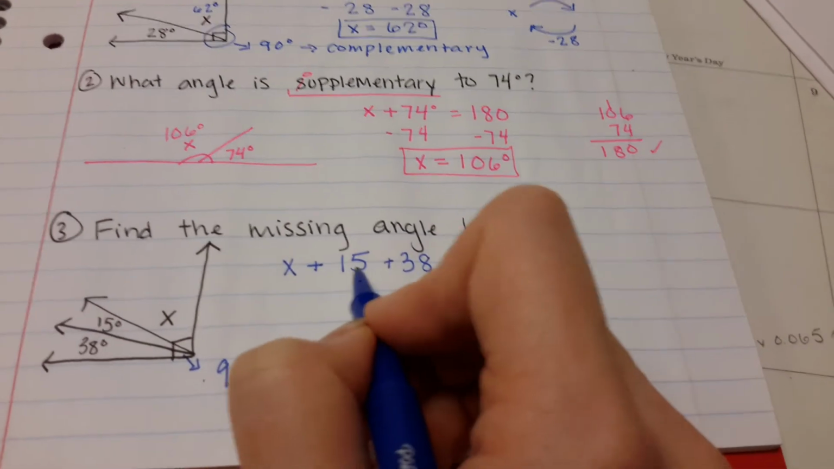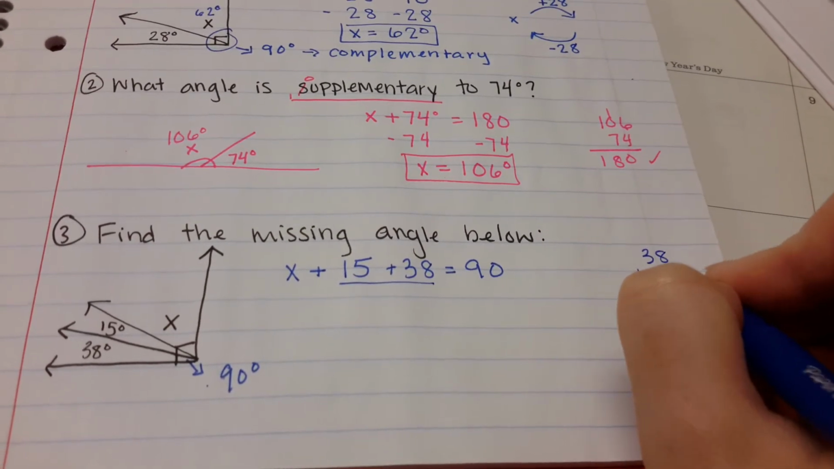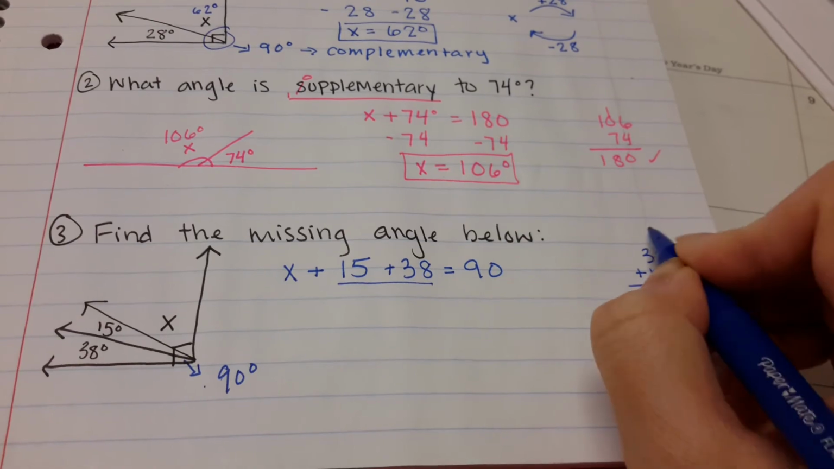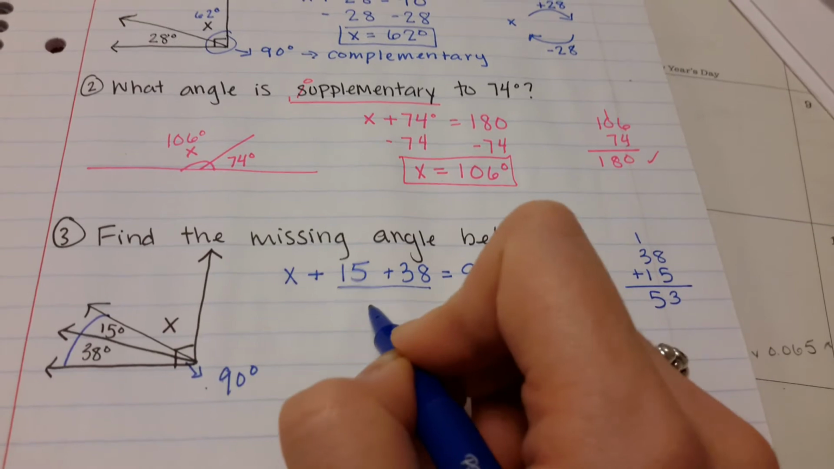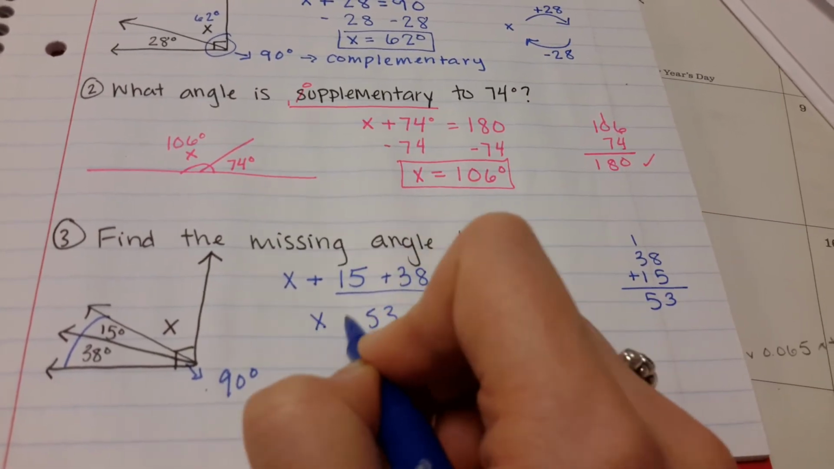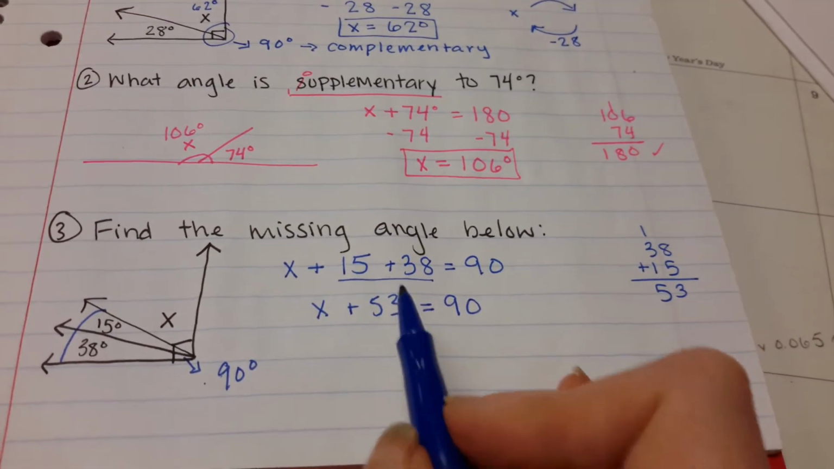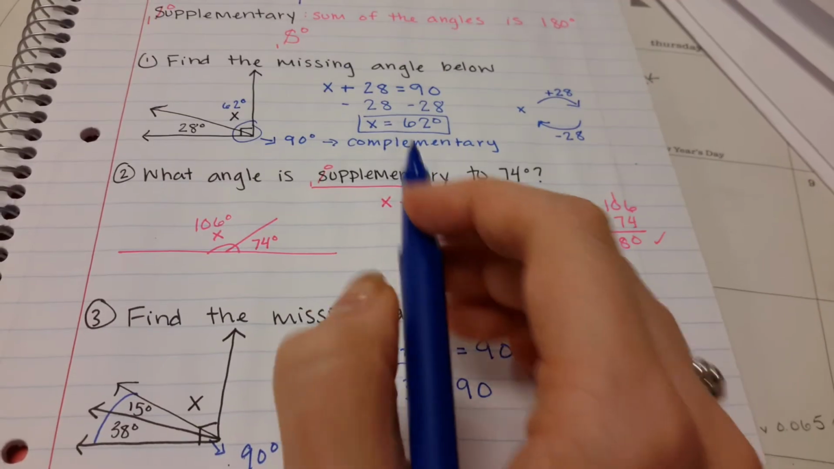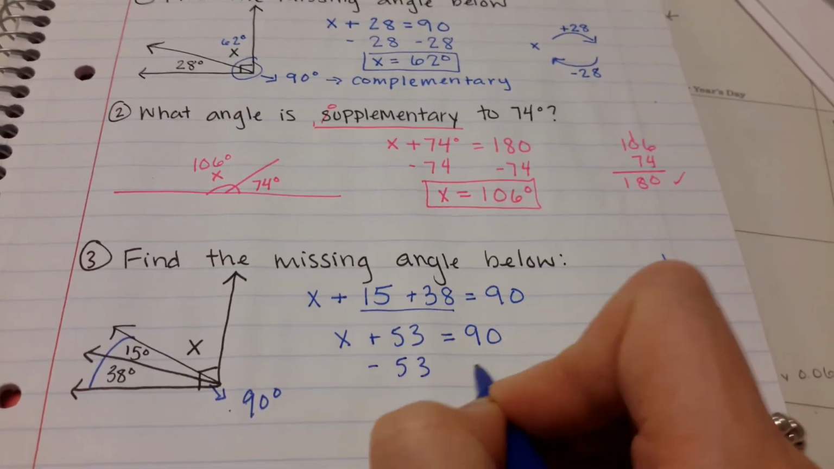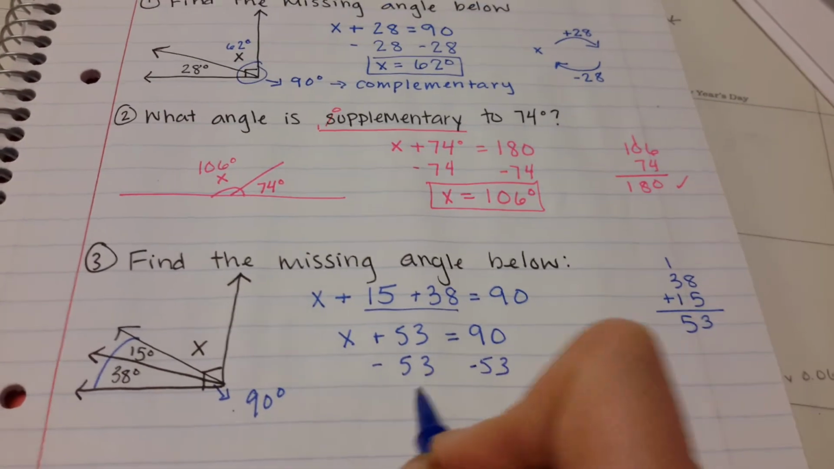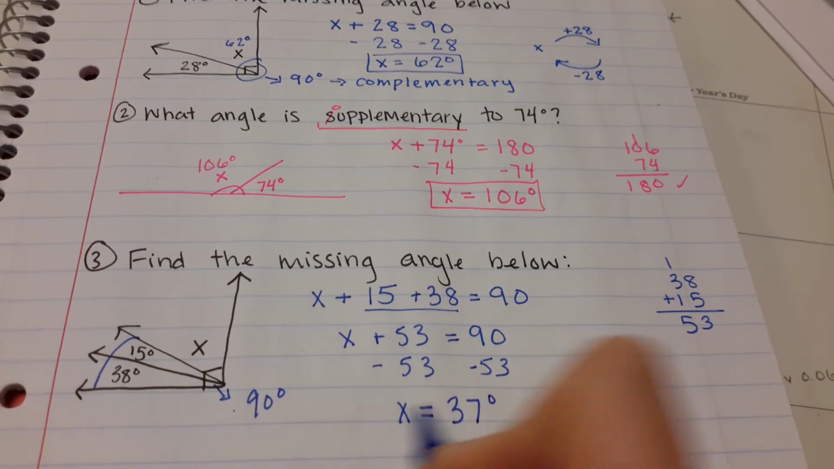We can combine like terms, our numbers. So 38 plus 15, it's 13, 40, 53. So we know that these two angles together are 53 degrees. So we still need to find our angle x, the missing angle. Once we add them together, this looks just like the problem we did before. So we can subtract 53 from both sides, and our missing angle is 37 degrees.